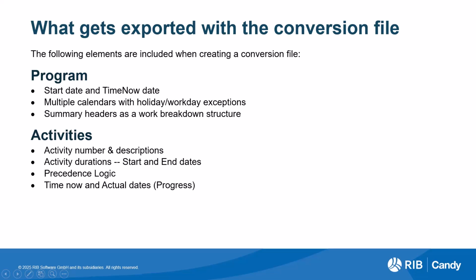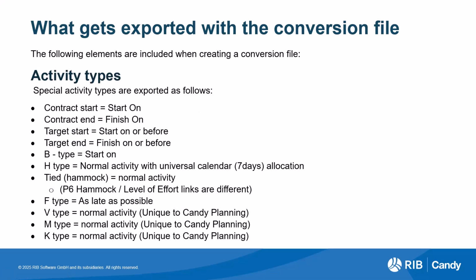It's important to take note of what gets exported with the conversion file, whether XER or XML file. The program with its calendars as well as its work breakdown gets exported. Activities with their progress and logic and everything will also get exported. As far as activity types are concerned, take note of how certain activity types get converted from Candy to the conversion file. Certain types are just exported as normal activities, as these types are unique to Candy planning.